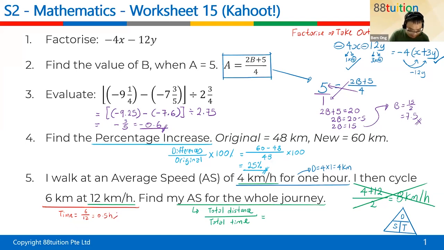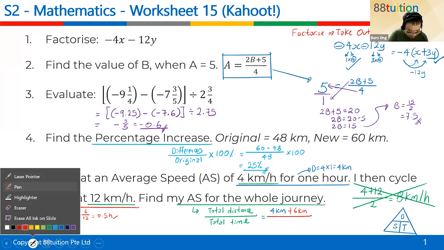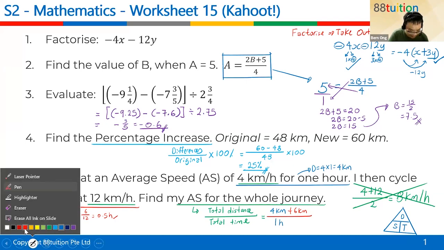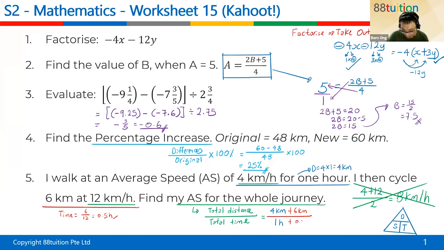What is the meaning of total distance? Total distance means you take the 4 kilometers, the blue color, plus the 6 kilometers, the red color, over the time. What is the total time? The blue color total time is 1 hour, so on top is 1 hour. The red color is 0.5 hour.